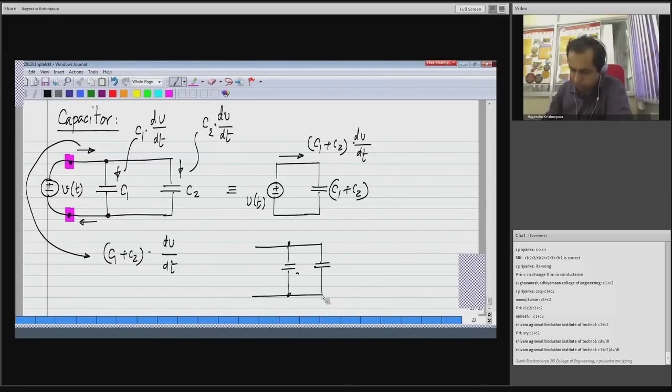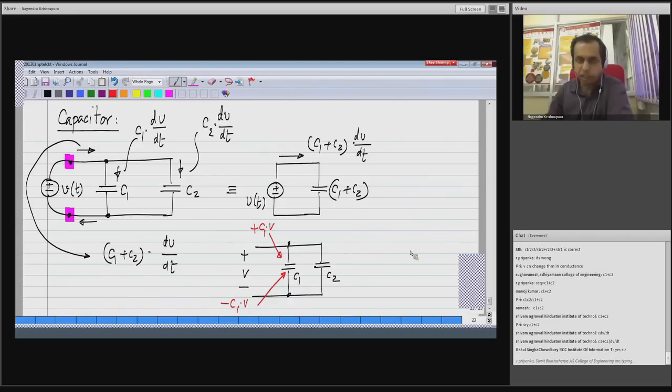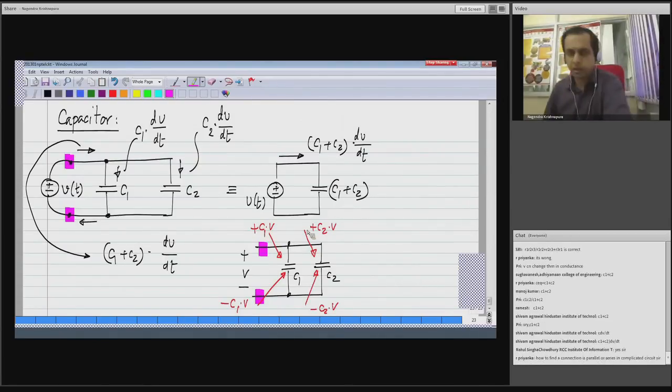Another way to think about it is, if you have multiple capacitors with a voltage V, then on the first capacitor you will have a charge plus C1 times V on the upper plate and minus C1 times V on the lower plate, and on the second one you have plus C2 times V on the upper plate and minus C2 times V on the lower plate. So if you associate this terminal with one plate and this terminal with the other plate, you will see that on the effective upper plate you have C1 plus C2 times V. That tells you that the capacitance is C1 plus C2.